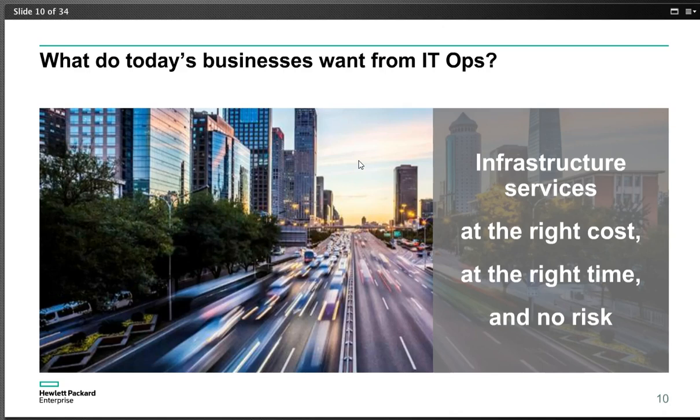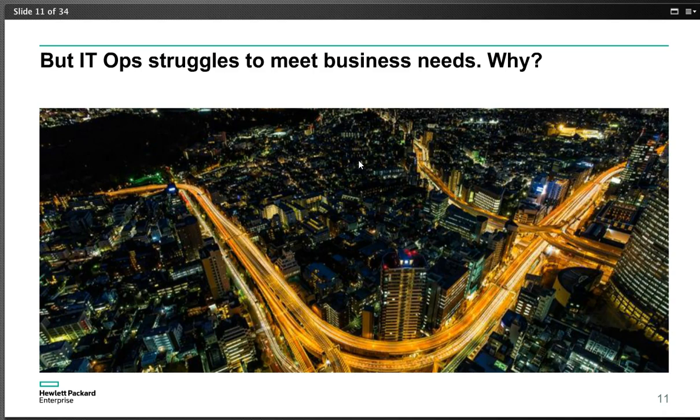So with that, I want to start off with a question: what do today's businesses want from IT ops? And the answer is really quite simple. Services, infrastructure services at the right time, at the right cost, with no risk. There's tremendous pressure for IT to viably partner with the business to deliver services with cost efficiency, with agility, and minimal risk. But there are some growing pains, and IT struggles to meet those business needs. And why is that?